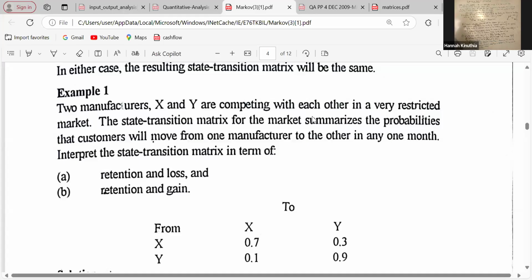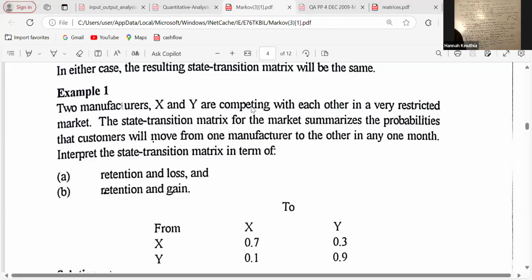So can you explain that one? What's our retention rate from X to X and from Y to Y? Can you tell us the retention rate? Who will give us the answer? Geoffrey, explain the first part A.